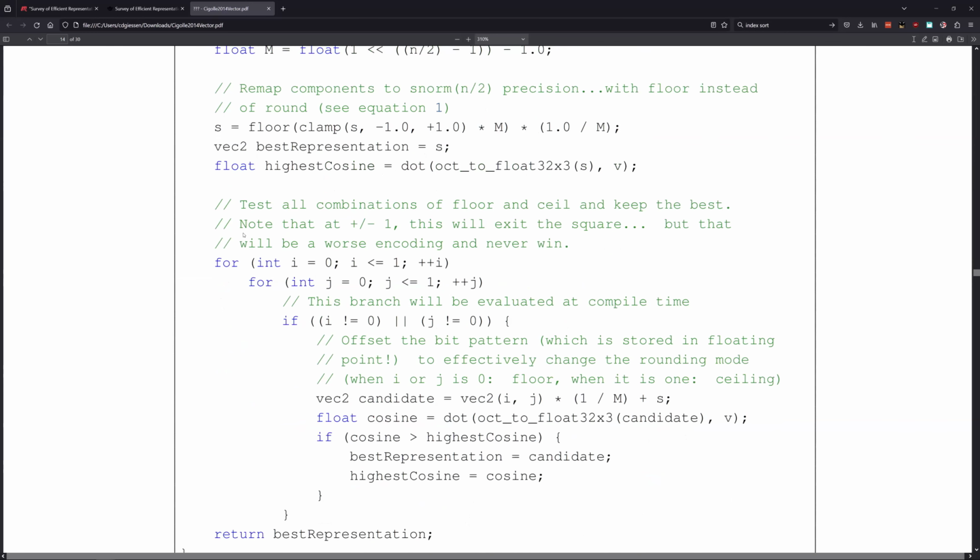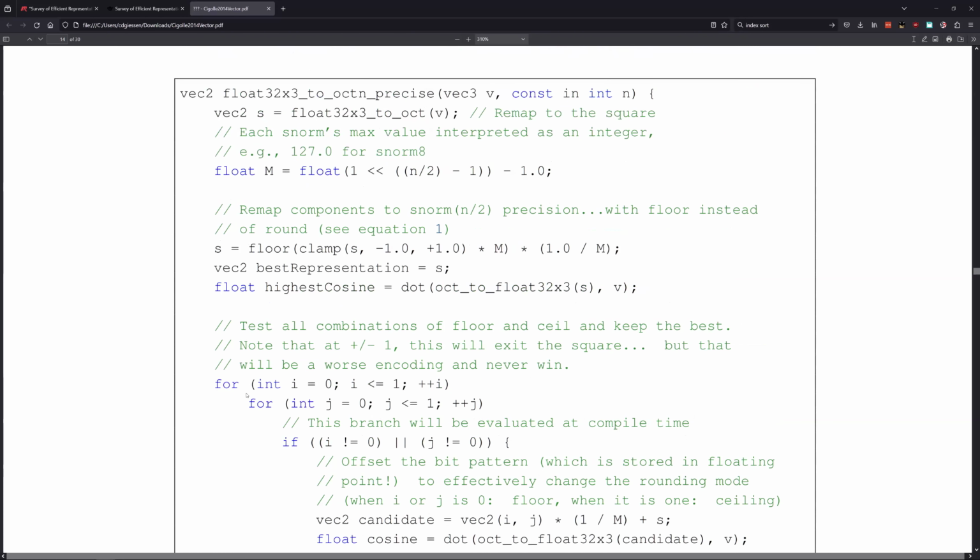Yeah, that's a lot more expensive. Oh, so it's basically saying, check whether we should be rounding down or up. You know, if your floating point value is 0.9, you want to round up, not down to 0. Yeah, that is my understanding of what this code is doing.